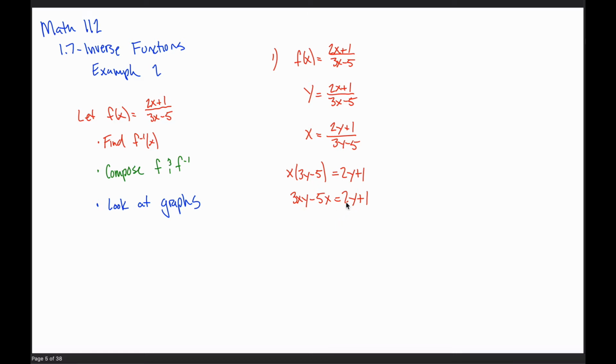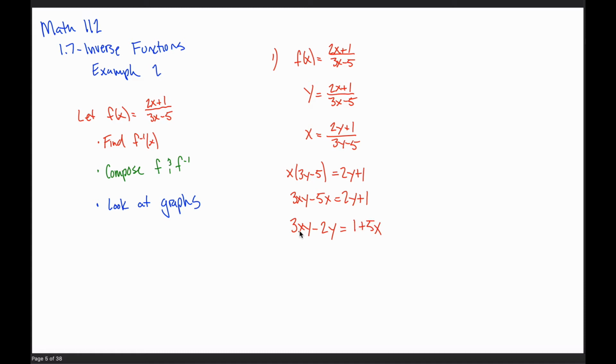And since my goal is to solve for y, I want to get all the terms with y's in them together on one side of the equation and all the terms without a y in them on the other side of the equation. So one way I could do that is subtract 2y from both sides and add 5x to both sides, and that would give me 3xy minus 2y equals 1 plus 5x.